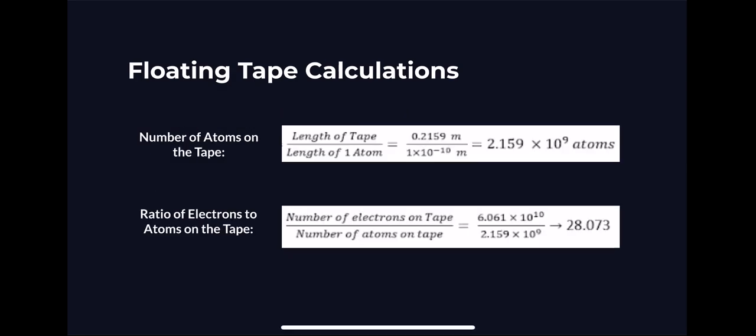Lastly, we can calculate the ratio of deficient electrons to atoms on the tape. This was done by first calculating the number of atoms on the tape. Next, I divided the number of deficient electrons by the number of atoms. This calculation gave a ratio of around 28, representing the fact that the tape lost about 28 electrons for every atom.